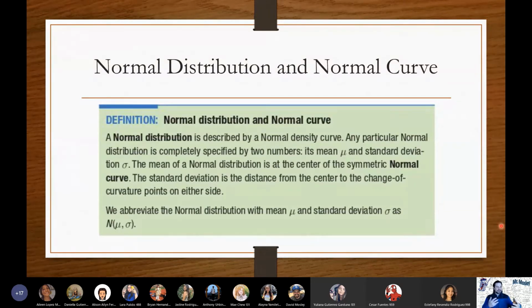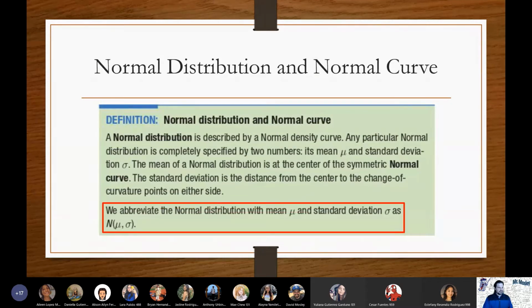Most of what this definition says we had on the previous slide. The big new thing is our new notation here that tells us how to abbreviate normal distribution. That's this part here. The N, meaning normal, parentheses, mu comma sigma. That notation tells us we're dealing with a normal distribution, with a normal curve with a mu and sigma that are already given. With those pieces of information, we can draw that curve.